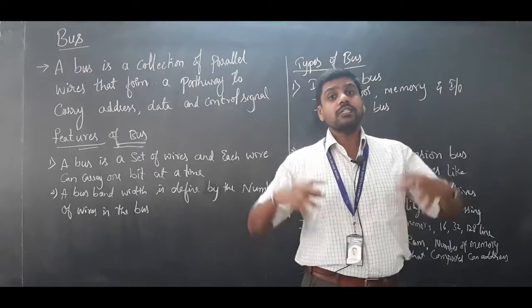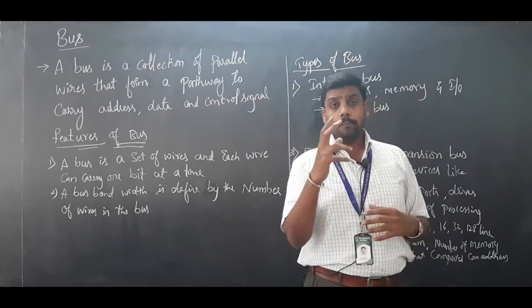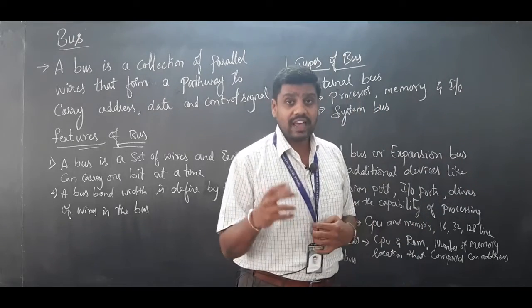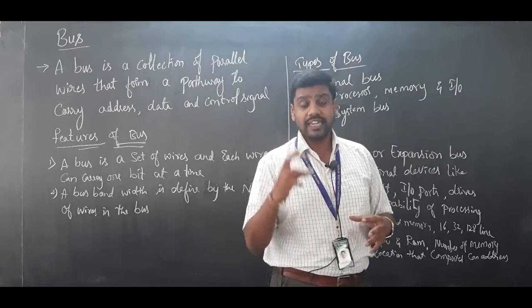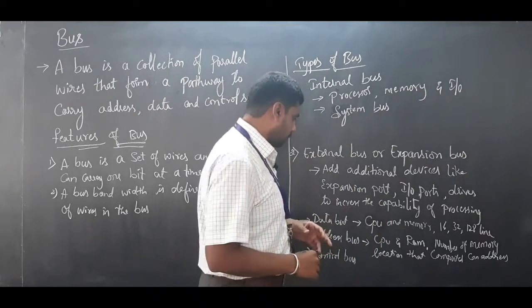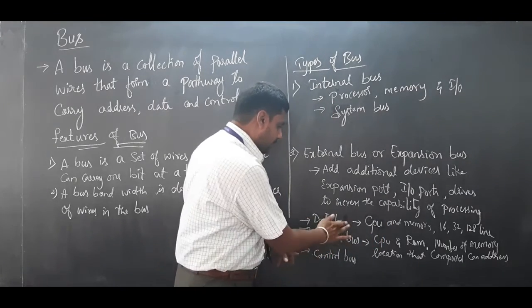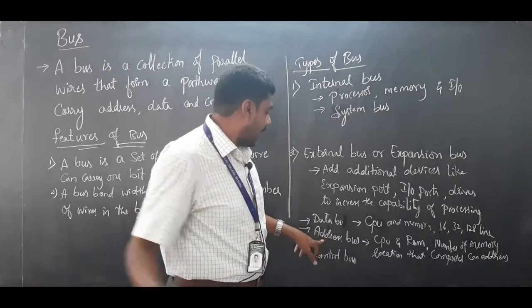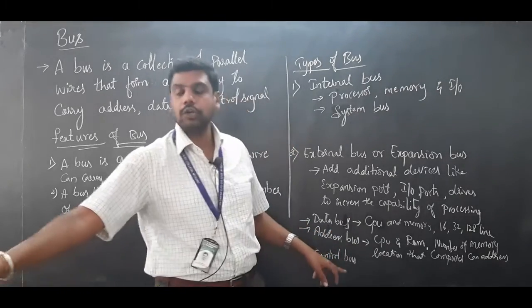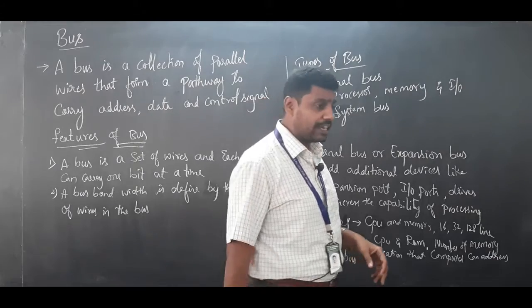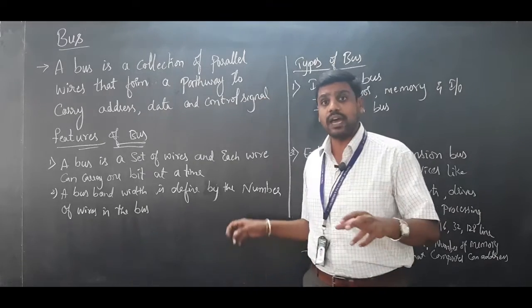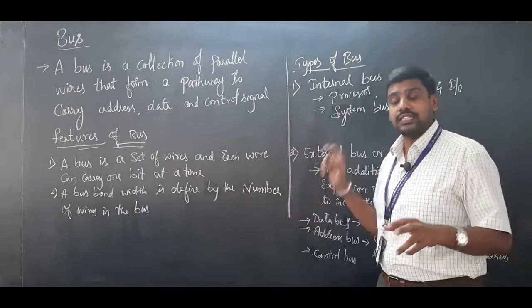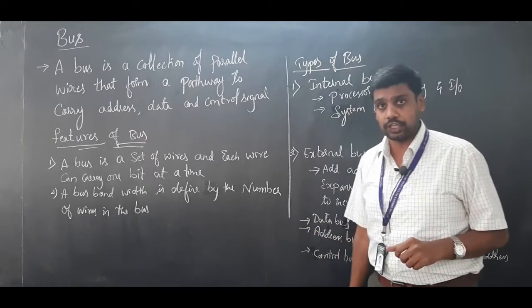Whether it is an internal bus or an external bus, both buses are comprised of three kinds of bus, that is the data bus, the address bus and the control bus. These are the three kinds available in both the system bus as well as the expansion bus.